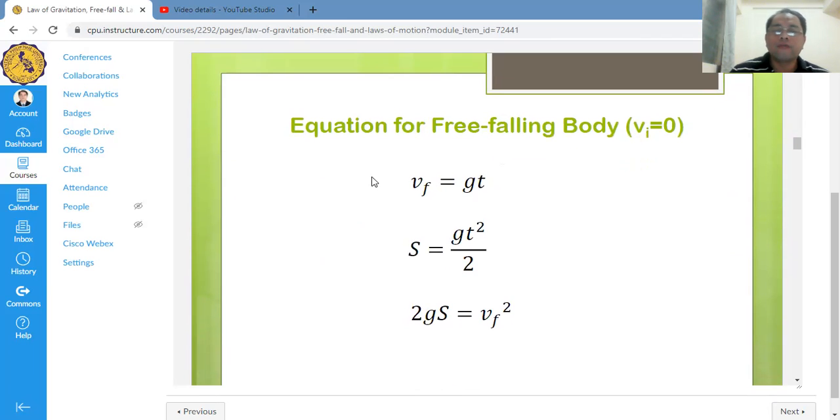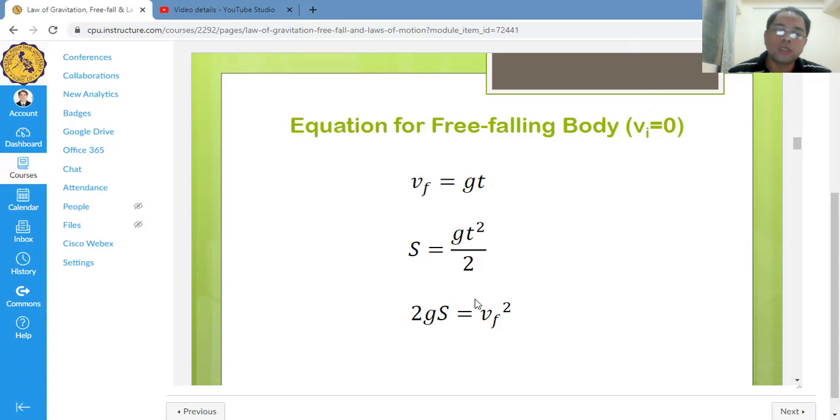Now, for our equation on the free falling body, if the body is considered to undergo free fall, like you hold it and then you release it, initially we consider that its velocity is zero. So the working equation that we have is simply this one. We multiply gravity, which is 9.8, with time, and we get the final velocity of the object. If we determine its distance traveled, then it's merely equal to gt squared over 2.